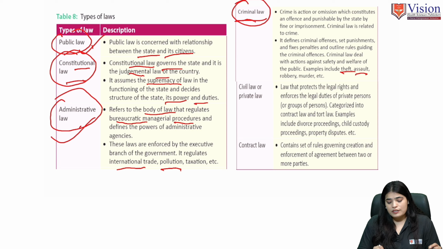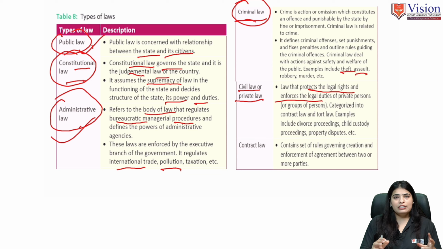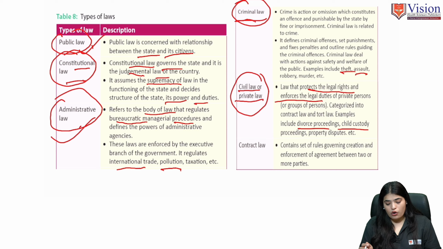Next kind of law is civil law or private law. Okay, so here we are trying to protect the legal rights of the person. That is civil law. And it deals with the divorce proceedings, it deals with the child custody proceedings, or the property dispute, which is the most common example of this. That comes under the civil law.